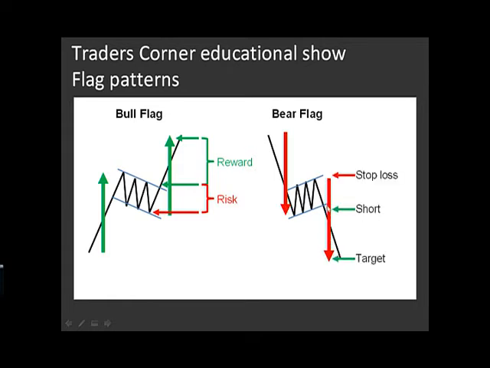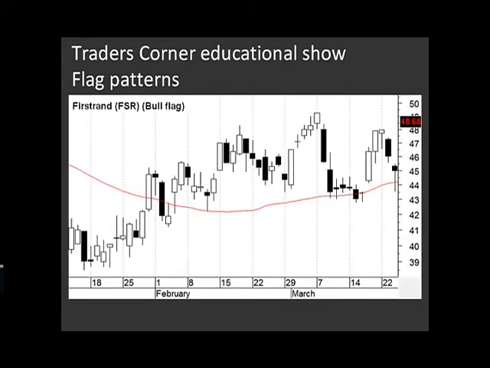To trade it, you would short a break below the bottom of the flag structure, put your stop loss up above the highest point before that breakout occurred, and then your target to the downside is, as I indicated, the distance of that flag pole projected down. And once again, if you're looking at it from a risk to reward ratio perspective, you can see there quite clearly that your reward is bigger than your risk in this case.